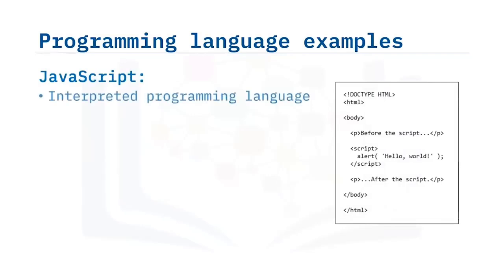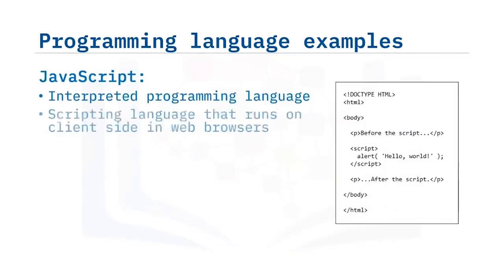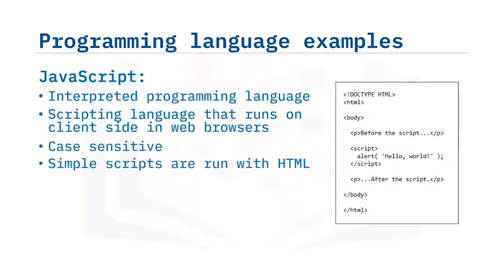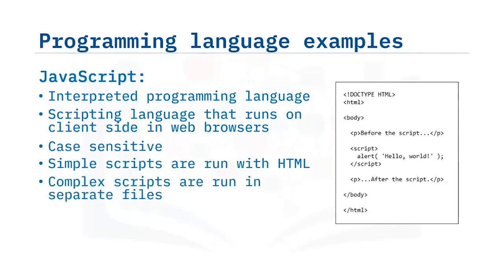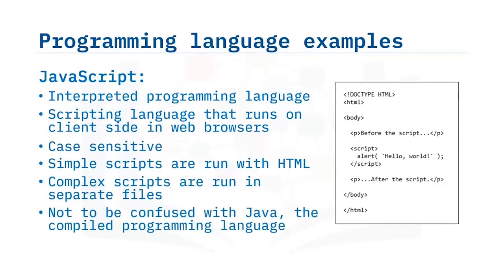JavaScript is another interpreted programming language. It is a scripting language that runs on the client side in web browsers. JavaScript is case-sensitive. Simple scripts are run with HTML. Complex scripts are run in separate files. And while it sounds similar, it shouldn't be confused with Java, the compiled programming language.